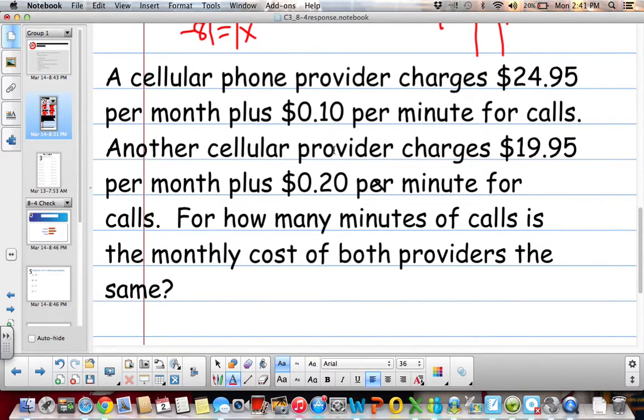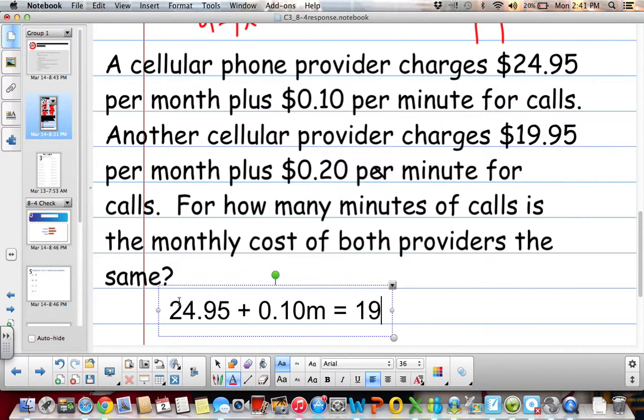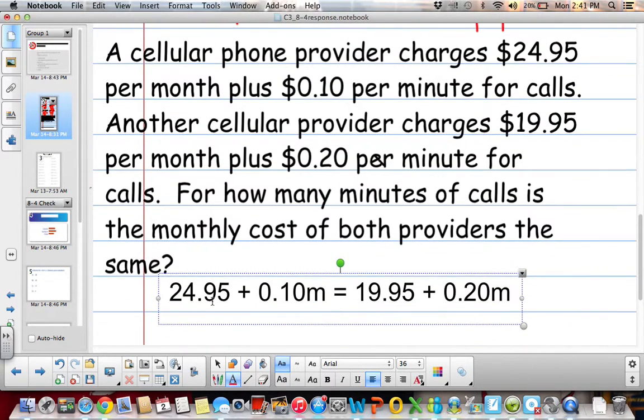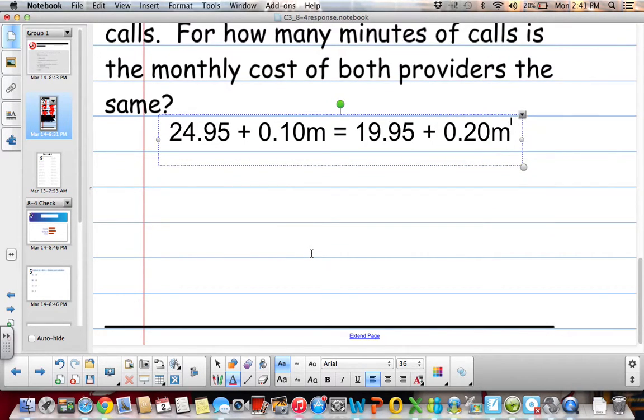So if we look at this first provider, we know that it's $24.95 a month plus 10 cents per minute. The other one, and we want to know when they're equal, so the other one then is $19.95 plus 20 cents per minute. Okay, so we are going to solve. So now that I've set up the equation for you, pause me and solve it really fast.